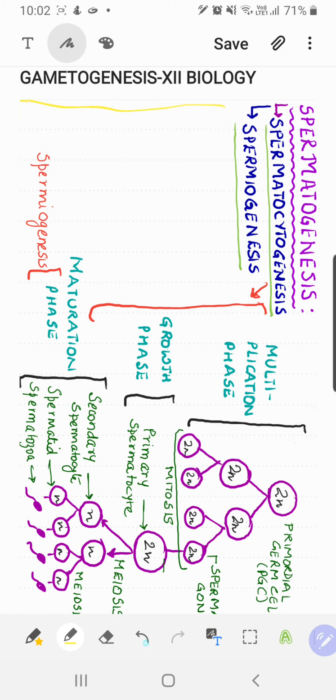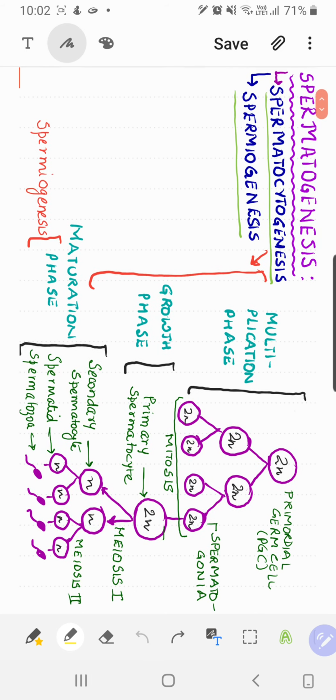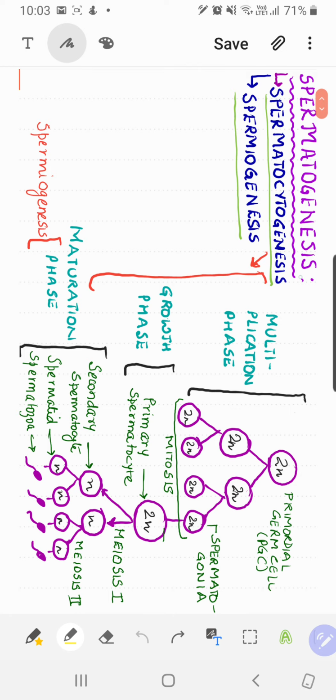So, I am just moving the heading slightly forward. You can see that the heading here is spermatogenesis. That means, first of all, the whole flow chart that you are seeing on the screen will be explaining how sperm or spermatozoa is formed inside the male body.